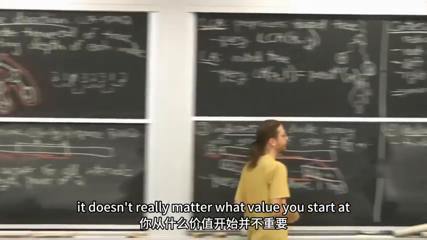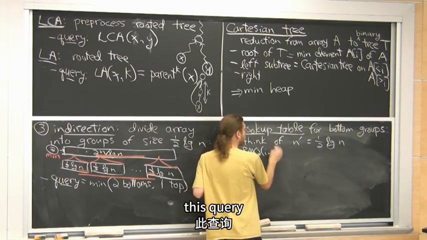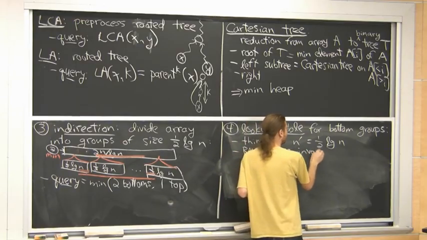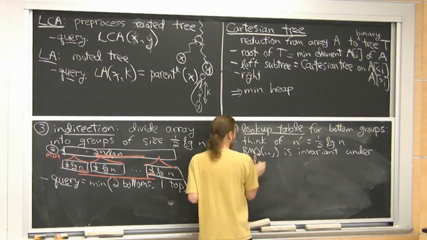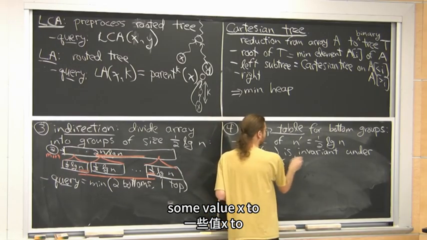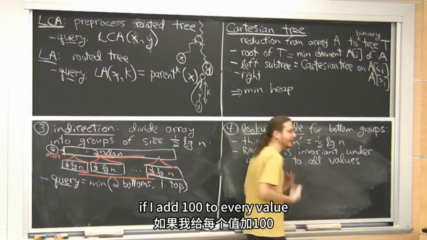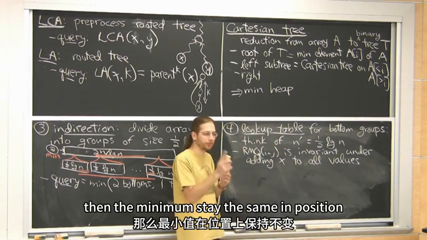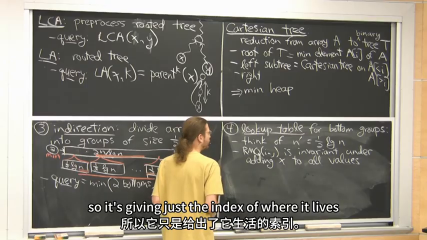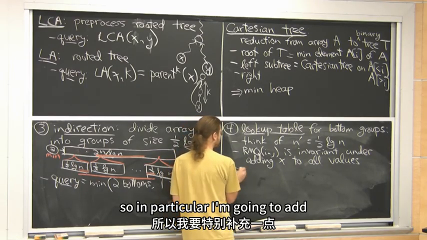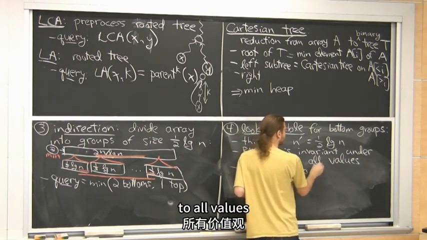Okay, I claim it doesn't really matter what value you start at, because RMQ, this query, is invariant under adding some value x to all entries, all values in the array. If I add 100 to every value, then the minimums stay the same in position. Again, I'm thinking of RMQ as an argmin, so it's giving just the index of where it lives. So in particular, I'm going to add minus the first value of the array to all values.